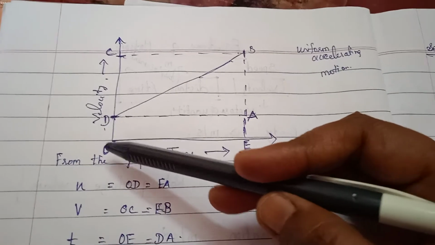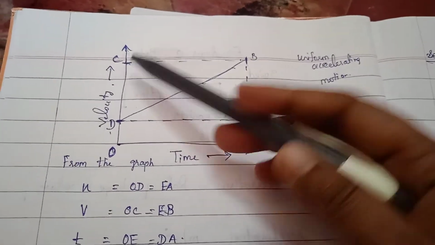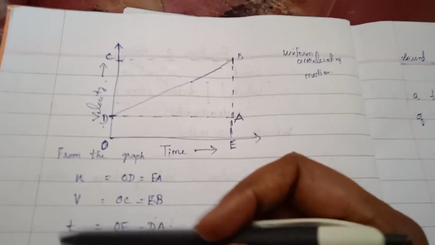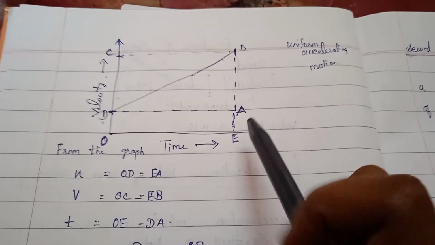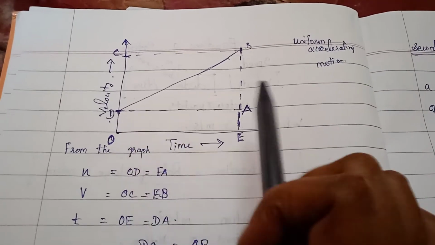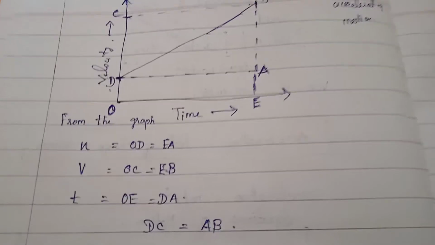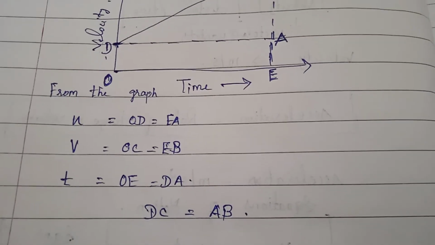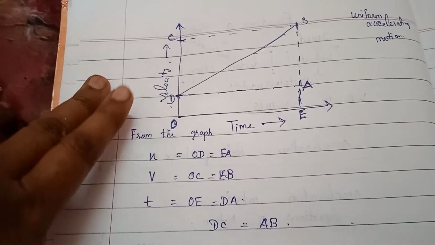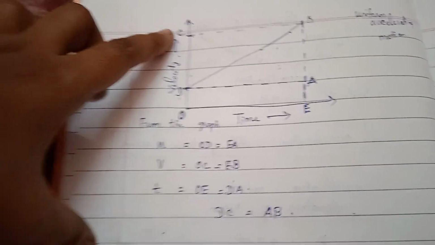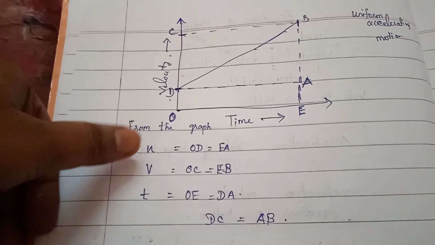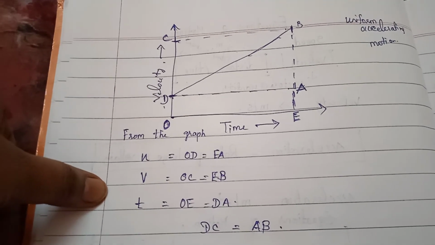So the final velocity is equal to OC, which is equal to EB. Okay. So what is the time? Time is OE. This is the time, no? So OE is equal to DA. So we can write these from the graph. The next, DC is equal to AB. So you just mark these things from the graph. Now we are going to derive the first equation from this graph.